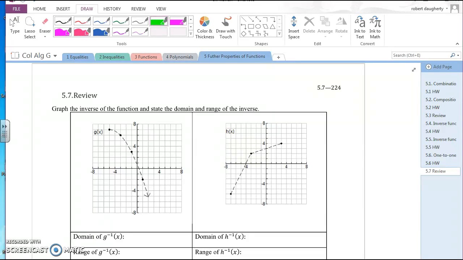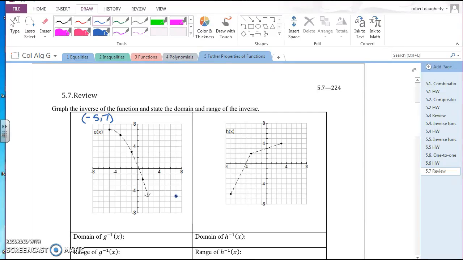So 5.7, we are graphing inverses. Remember, inverse is just the roles of x and y have switched. So things have inverted or reversed. If I look at this first point over here to the top left, that's negative 5, 7. So at negative 5, 7, the inverse is going to have 7, negative 5. So 7, negative 5 is right here.